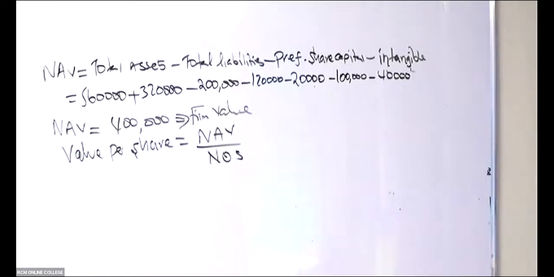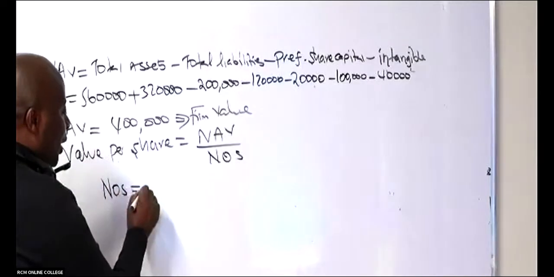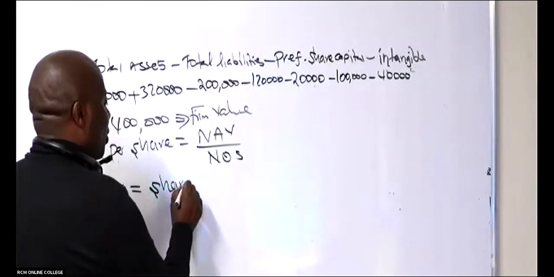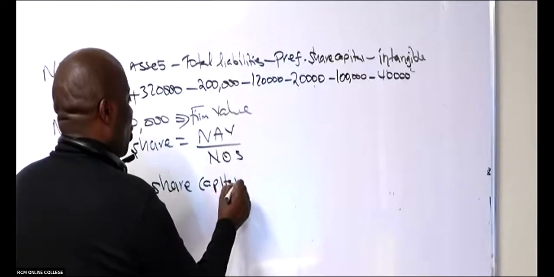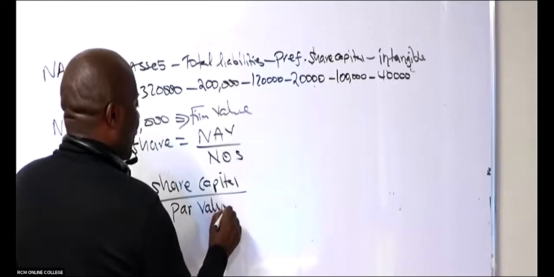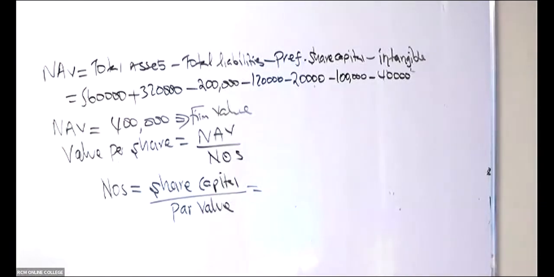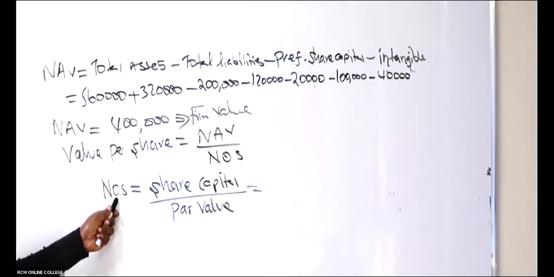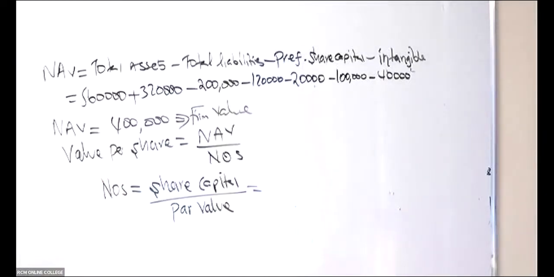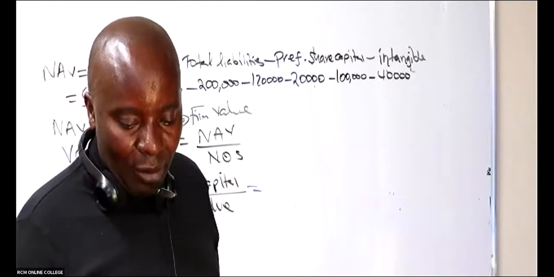And to get the number of ordinary shares from the balance sheet, this is normally what we do. We normally take the share capital and then divide this by the par value. So from the balance sheet, whenever you want to get the number of ordinary shares, you take the share capital provided and divide this by what we call the par value.